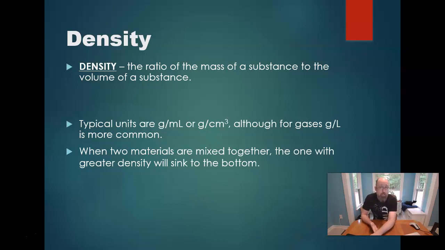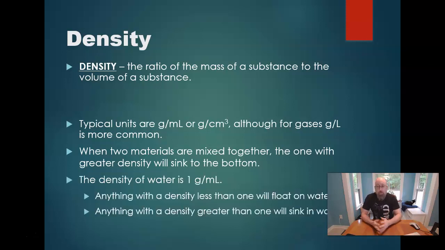If it's more dense than the water, it will sink. If it's less dense, then it will float. All right, and so the density of water is actually 1.